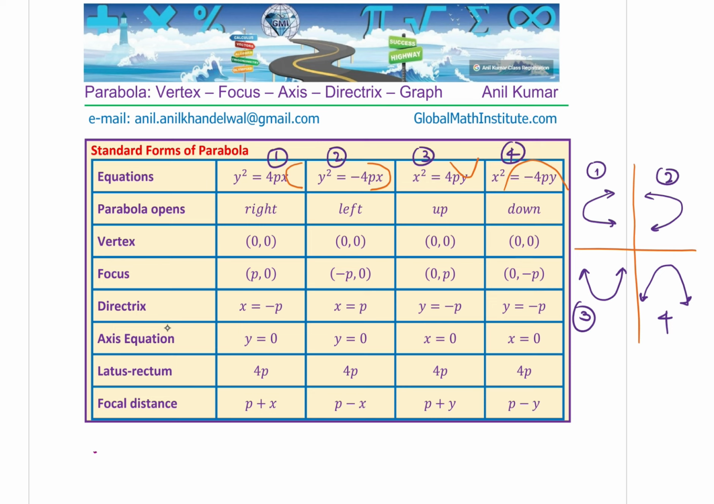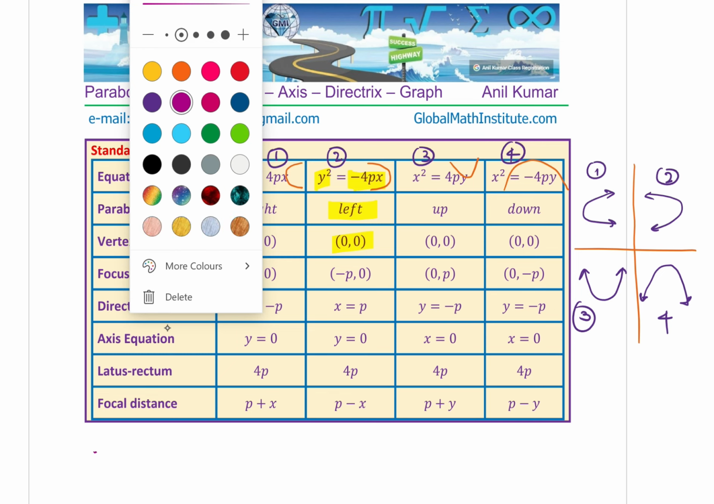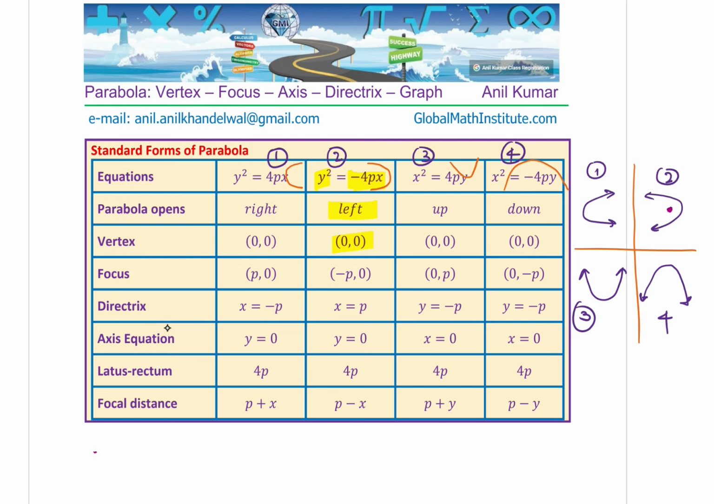So for example, if a parabola opens left, in that case the equation will be y square equals negative 4px, right? The vertex is at (0, 0), but this time since it is opening left, the focus point will be on the left side. You get the idea, right? So it will be (minus p, 0). Correct? The directrix will be on the right side, so that will be x equals p.